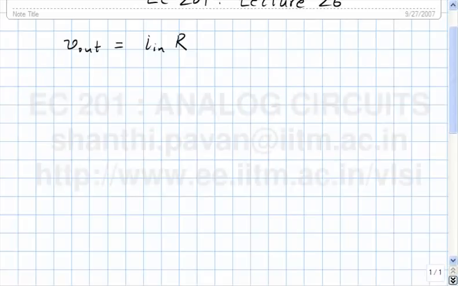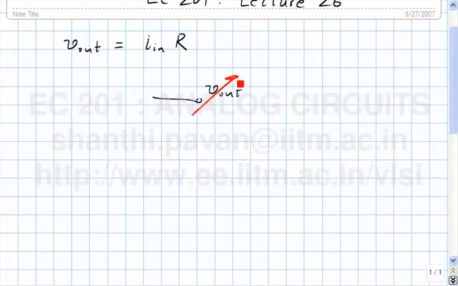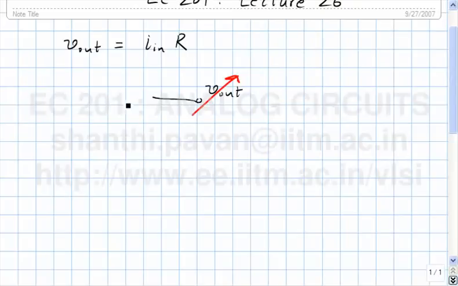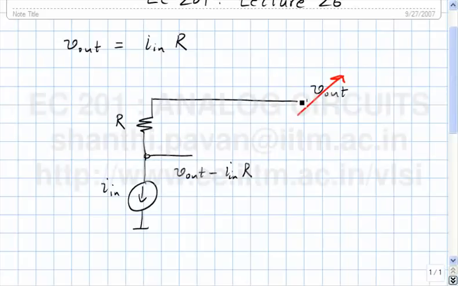You would, for instance, have some provision to have a variable voltage source V out, okay, and you compare V out with In times R, which is equivalent to saying I will subtract In times R from V out, so this voltage will become V out minus In times R. Now if I find that V out minus In times R is greater than 0, what does that mean? It means that V out is too high. I have to pull V out down.